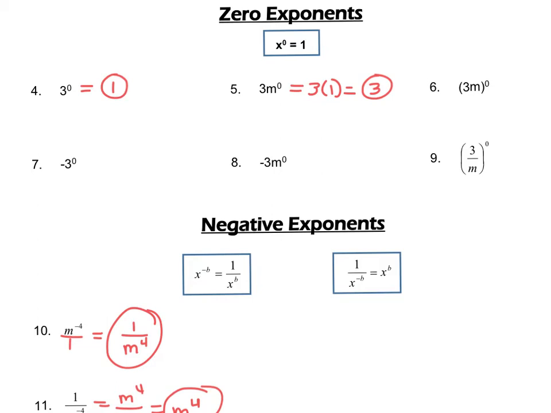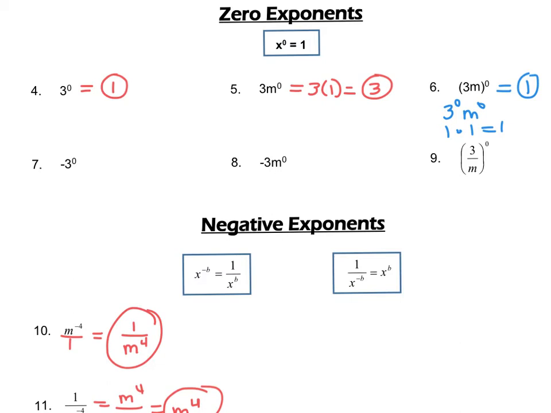Okay, so number 6. Here you're taking 3m and raising it to the 0 power. Since we're raising the whole entire thing to the 0 power, this is just equal to 1, right? Anything to the 0 is equal to 1. If you want to think about it as distributing that 0 power onto each term within the parentheses, you would have 3 to the 0 and m to the 0. And since 3 to the 0 is 1 and m to the 0 is 1, 1 times 1 gives you 1. But I like to just think about it as a whole. If the whole thing is being raised to the 0 power, then the answer would be 1.